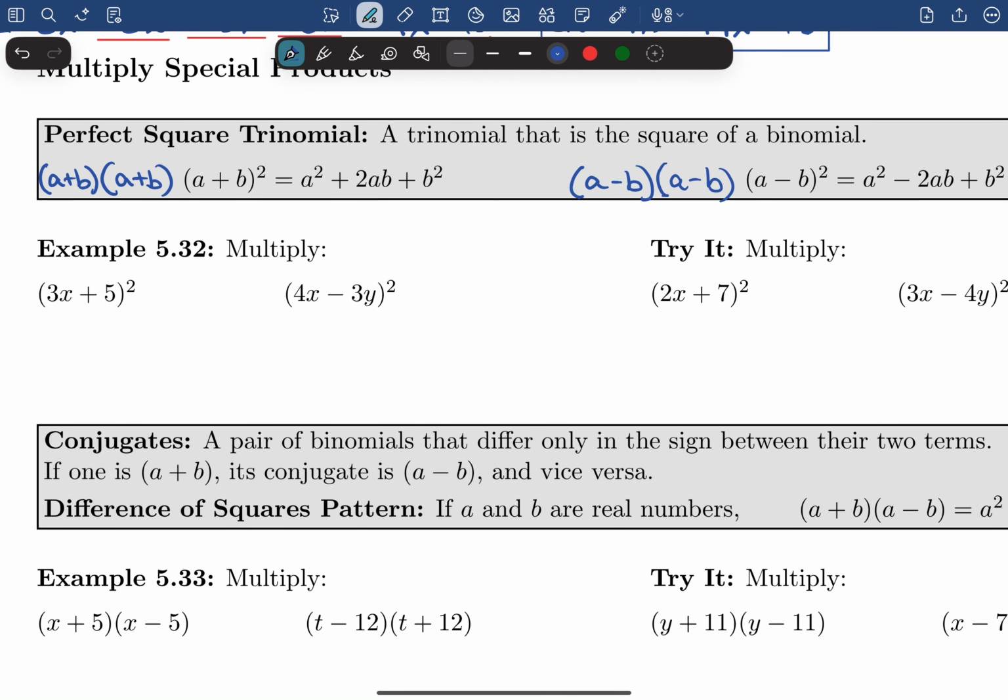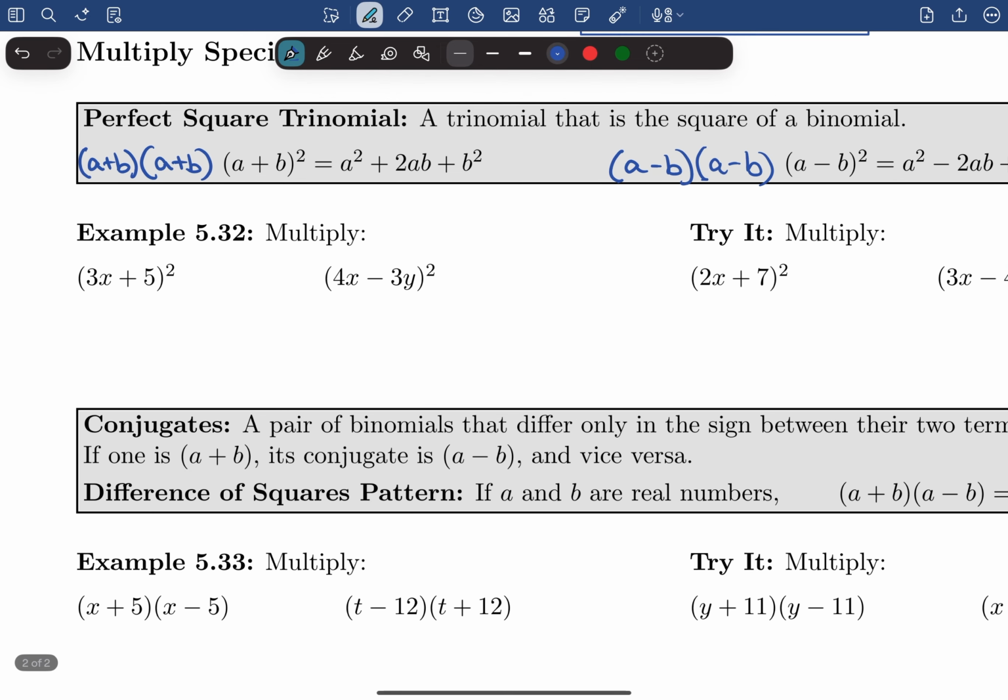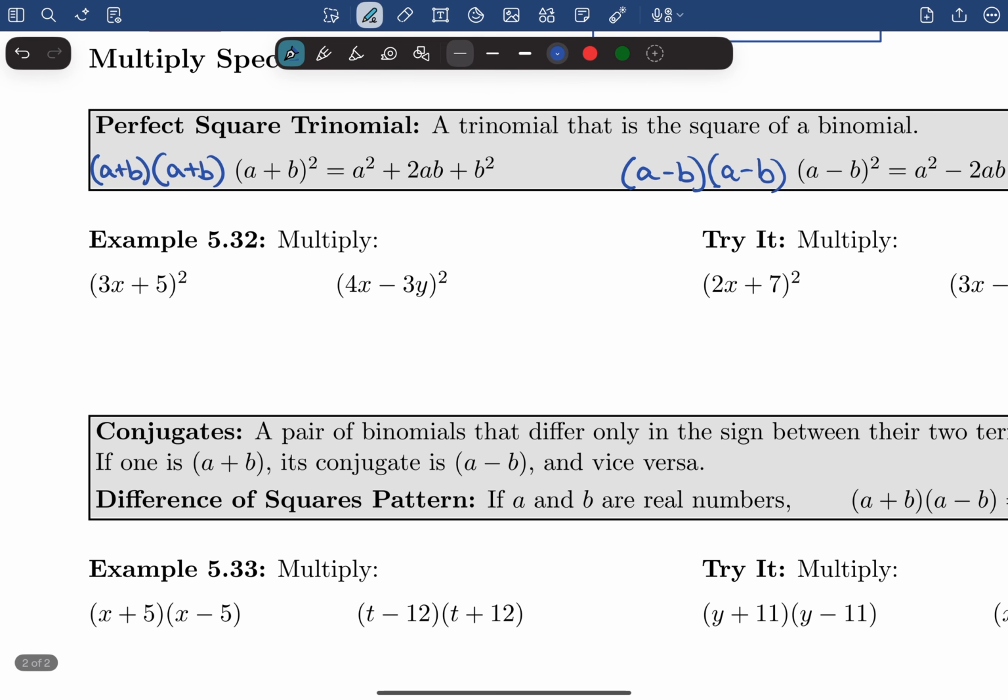So let's look at example 5.32. If I see 3x plus 5 squared, I could immediately turn that into 3x plus 5 times itself. And I can FOIL that. 3x times 3x is 9x squared. 3x times 5 is positive 15x. 5 times 3x is positive 15x. And 5 times 5 is 25.